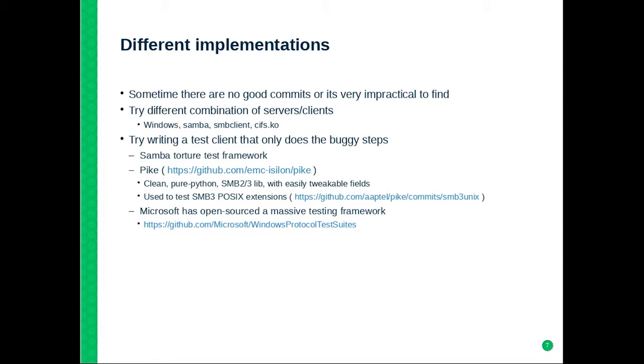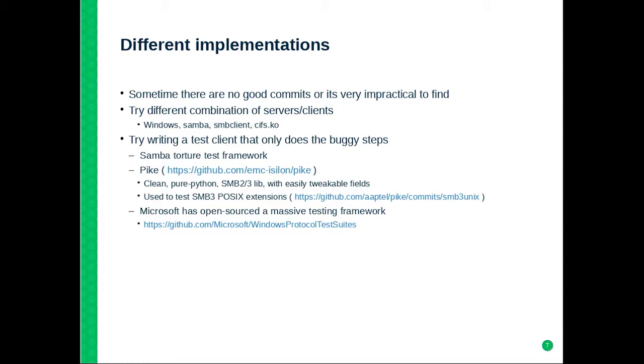Another thing I often use is different implementations. You have the Windows server and clients. You have Samba, which also has a client and a server. The Linux kernel has cifs.ko, which is one other client. Samba also comes with a test framework, with which you can write small clients that only do one thing you want to reproduce, which can be useful and gives you control over the fields of each header, so you can really make it do what you want.